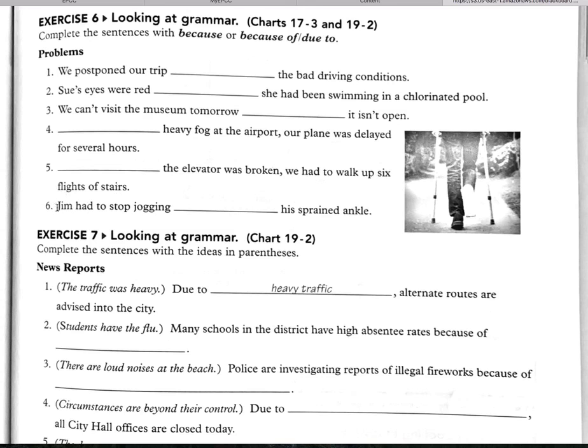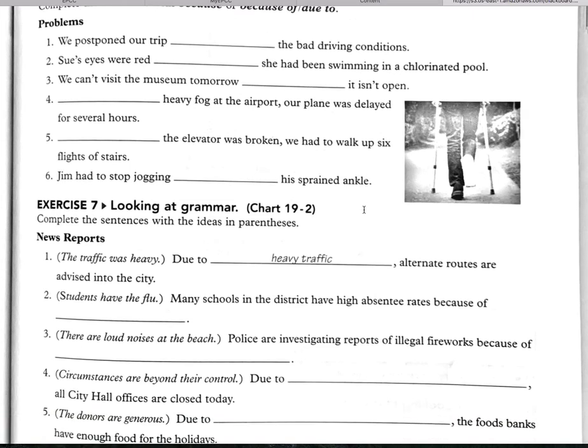Number 6. Jim had to stop jogging, blank his sprained ankle. So if we look at his sprained ankle, is that a subject and a verb? No, it's a noun clause. I mean a noun phrase. So Jim had to stop jogging because of his sprained ankle or due to his sprained ankle.